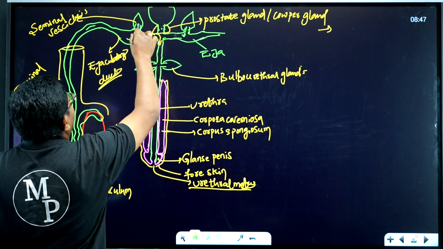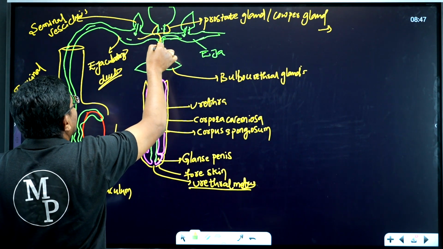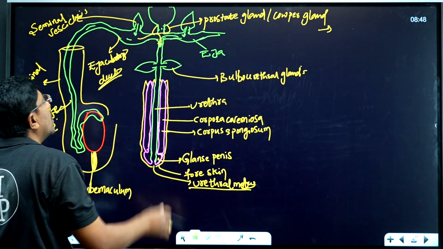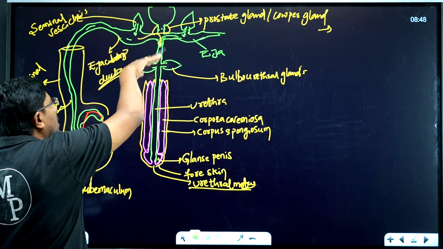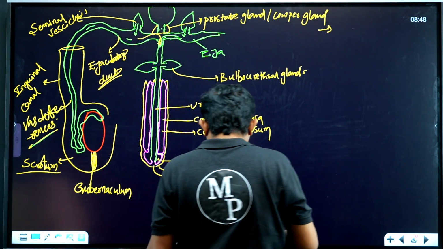After that, both ejaculatory ducts finally open into the urethra. First we will discuss the male accessory glands.